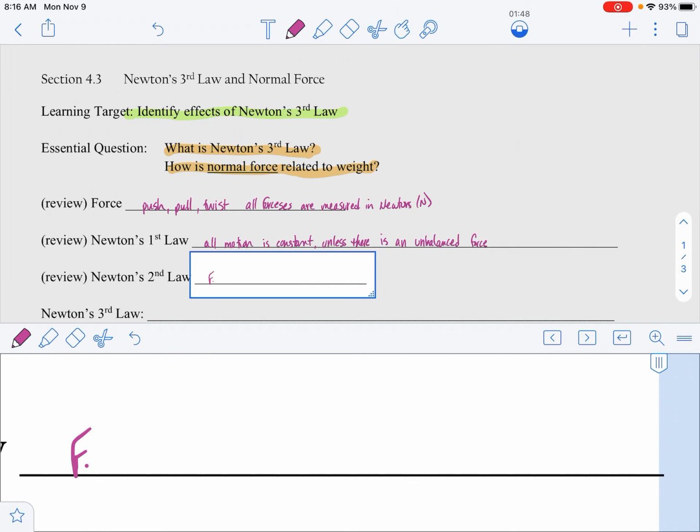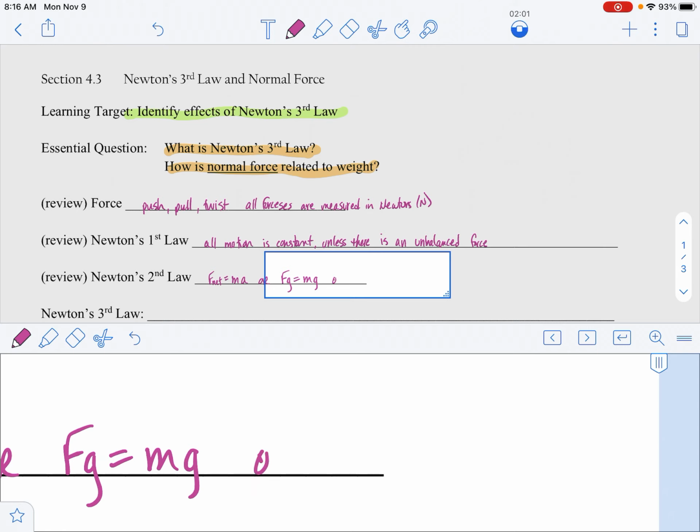Okay, Newton's second law. This is our formula. Net force is equal to mass times acceleration, or if you want to talk about weight, we could say Fg is mg. Or if you want to talk about apparent weight, you can have m times (g plus a), all right? But essentially it's always the mass times some kind of acceleration.